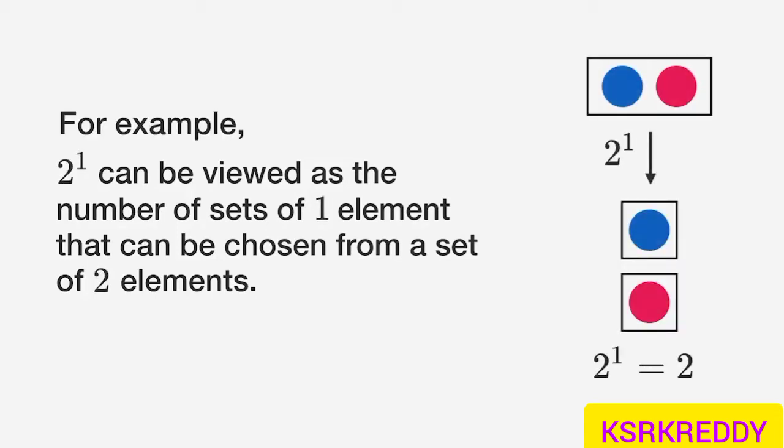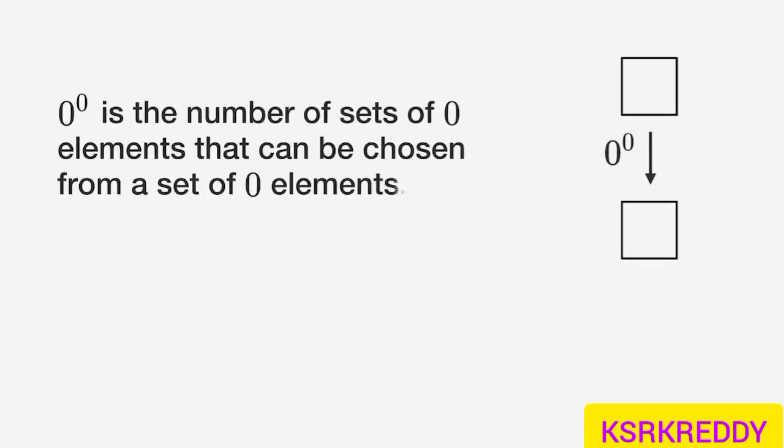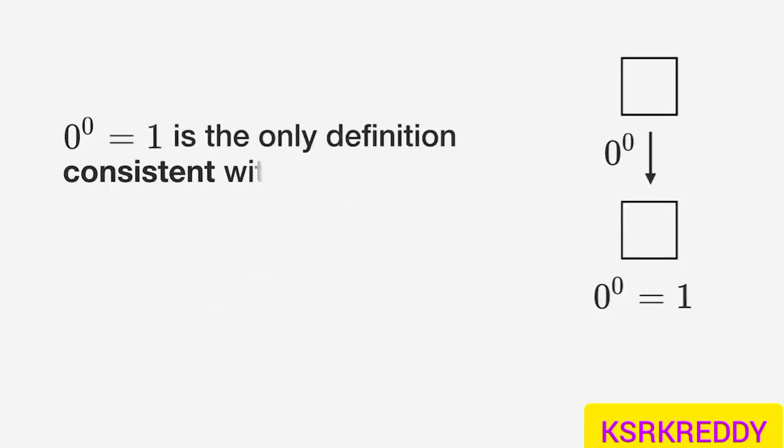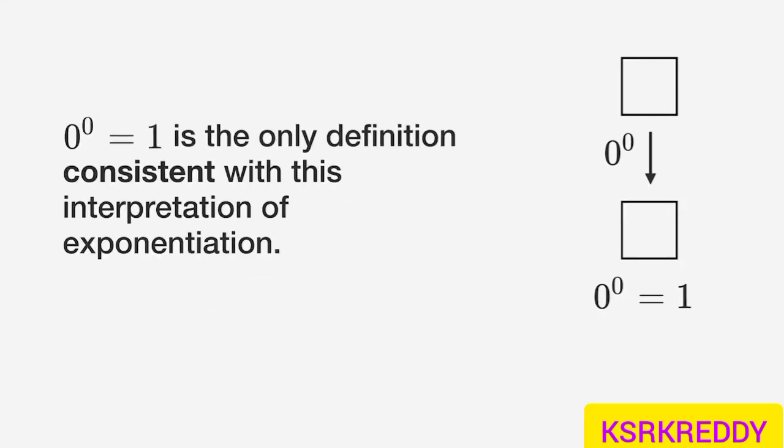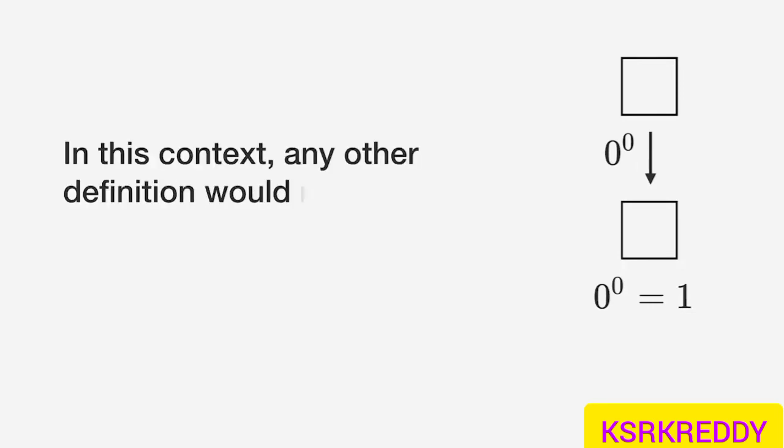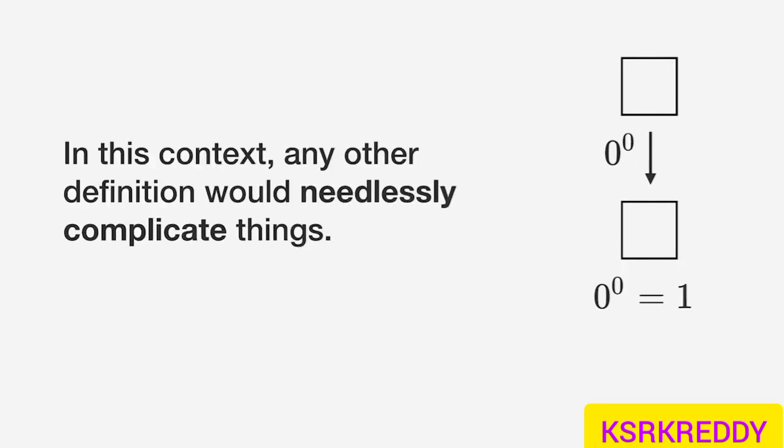For example, 2 to the first power can be viewed as the number of sets of one element that can be chosen from a set of 2 elements. Then 0 raised to the power of 0 is the number of sets of 0 elements that can be chosen from a set of 0 elements, which must be 1. So 1 is the only definition consistent with this interpretation of exponentiation. In this context, any other definition would needlessly complicate things.